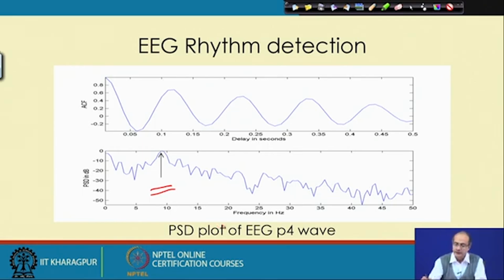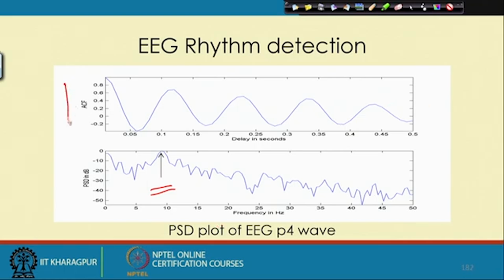In fact, just above it we have kept the ACF. The primary reason is that we should be able to compare the two. What we get is that the ACF also gives the same amount of information. The only thing is that the PSD gives it in a more ready form for our use.